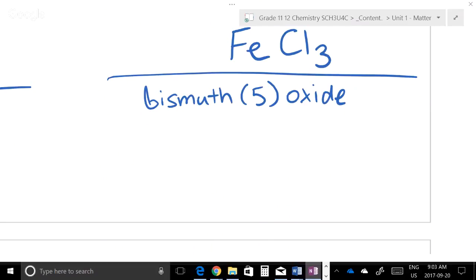All right, so let's try this one. Bismuth 5 oxide.